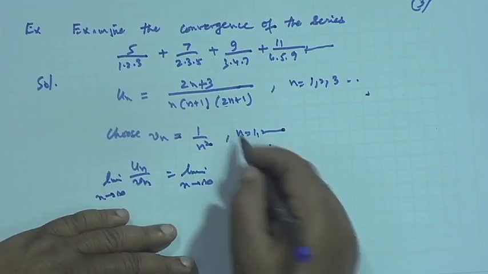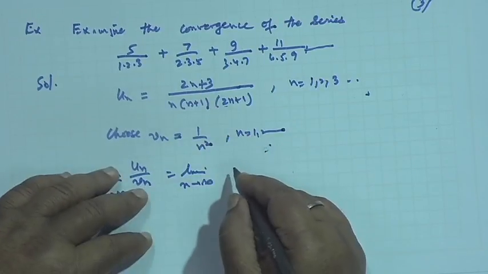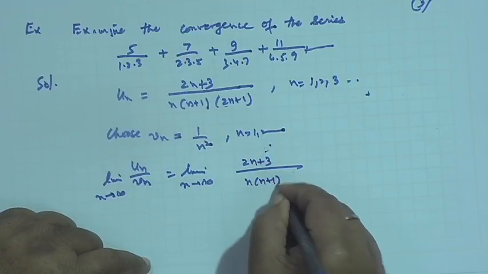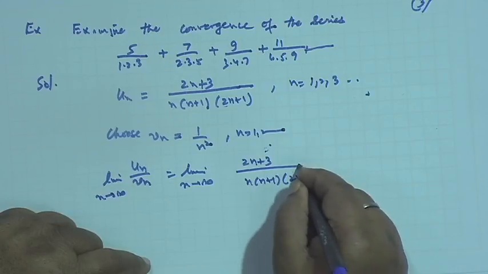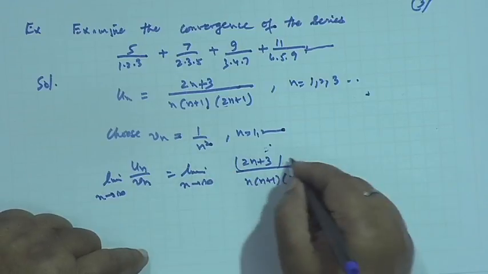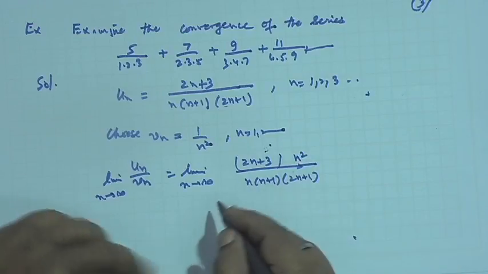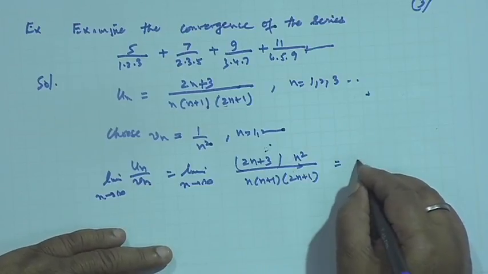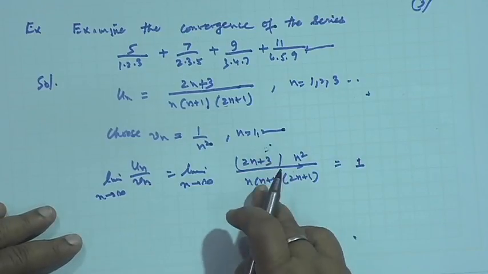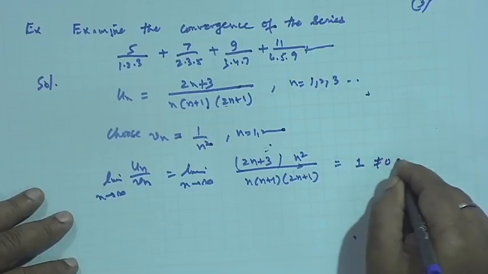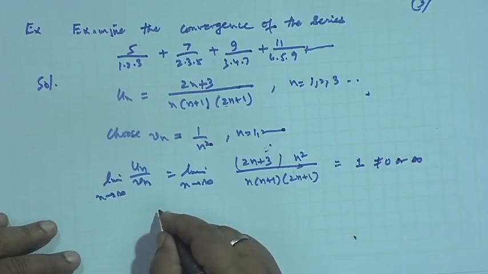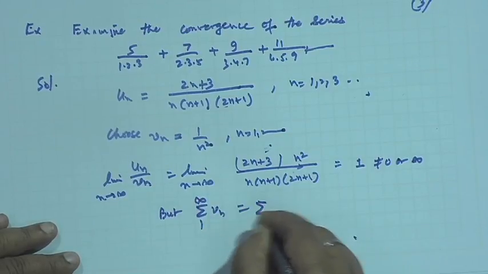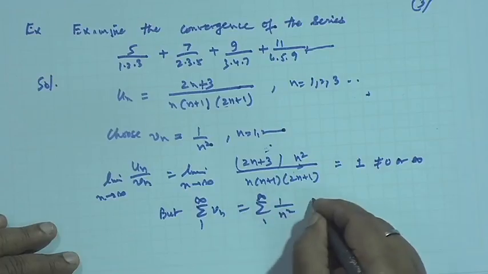This will come out to be n square. So, u_n will be equal to (2n+3)/(n+1)(2n+1), and v_n is 1 by n square. Now, when you take n outside, the limit will come out to basically 1 by 2, which is different from 0 or infinity. Therefore, but this series sigma v_n, n equals 1 to infinity, which is sigma 1 by n square, converges.